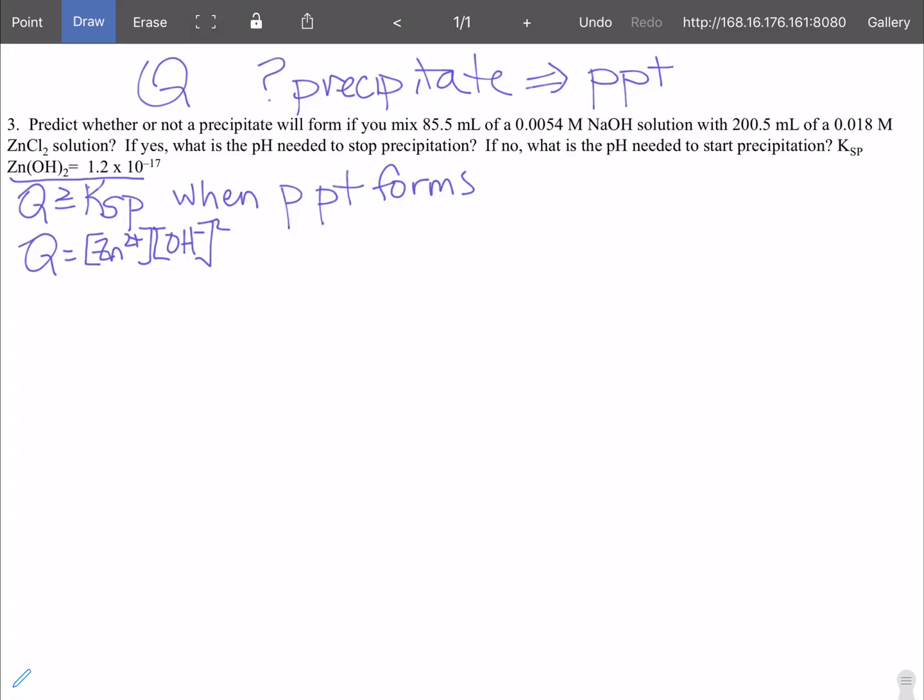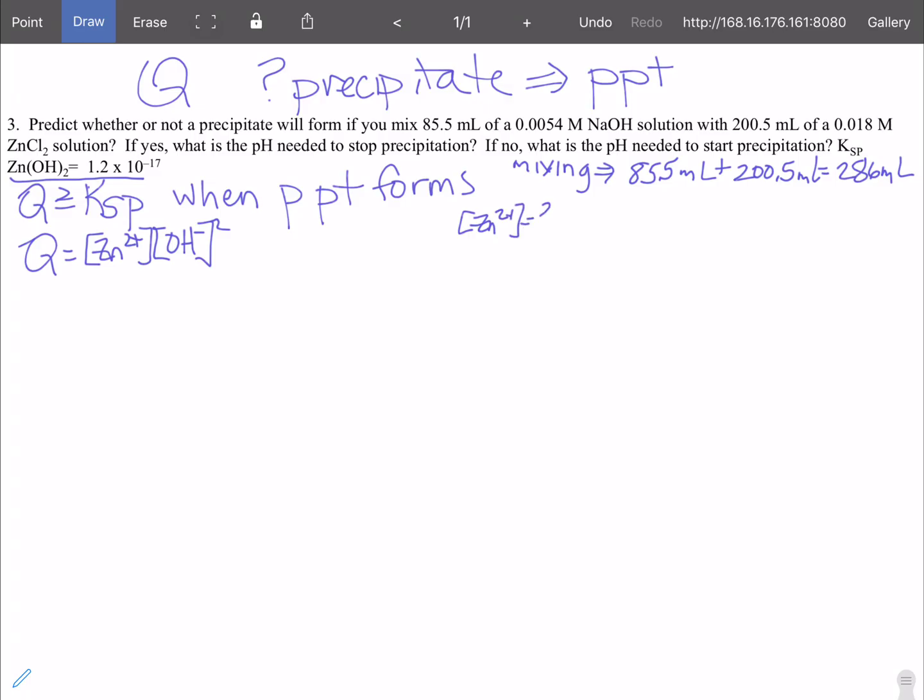Okay, fine. So if we're mixing two solutions, then we end up with a new volume. So we're going to have 85.5 milliliters plus 200.5 milliliters, which are the values of each. And so we're going to end up with a total volume of 286 milliliters as our new volume. Now, if you're not mixing two solutions and the question just asks, will a precipitate form as you raise the pH or add more of a particular ion, then you don't have to do the dilution. But here we do.